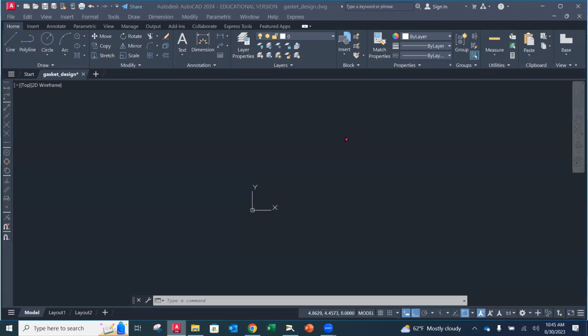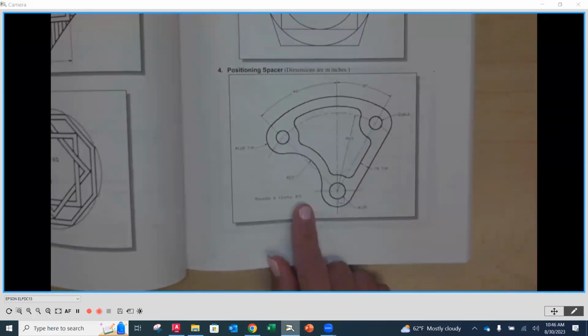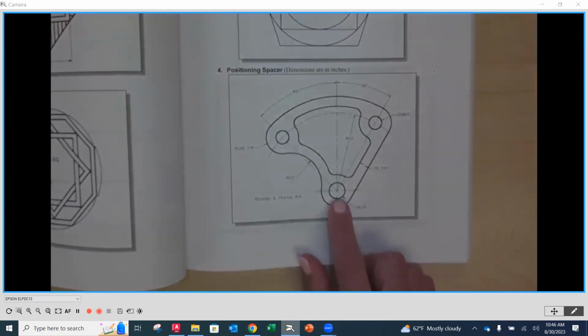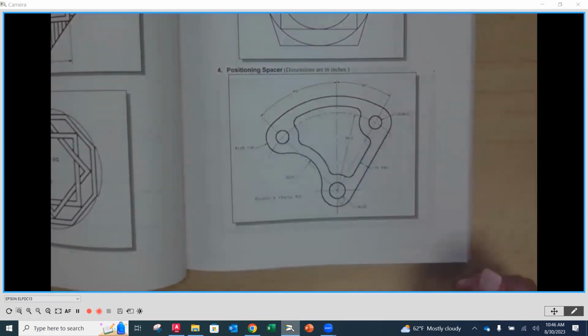Okay, so we are going to take a peek at the positioning spacer. I'm going to get you started on this one as well. As we look at this part, a couple things. We're going to start with, I'm going to assign my 0, 0 down here at the center of this bottom circle. Okay, and then you're going to notice that our radiuses for many of these elements are going to come from that center. So that seems like a good natural place to start.